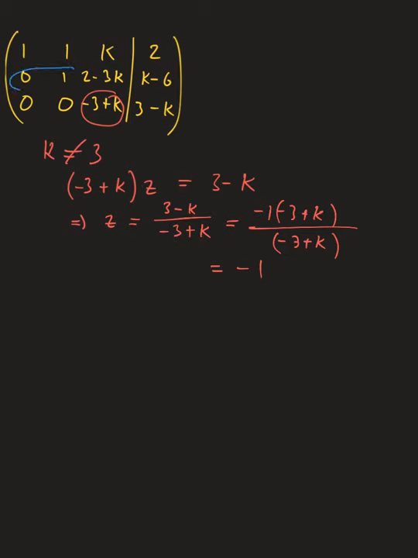Now I go back to my second row, and I can use that z equal to minus 1 here. So that second row as an equation reads y plus 2 minus 3k times z is equal to k minus 6. So I'm going to put in my value for z. I get y plus 2 minus 3k times minus 1 is equal to k minus 6.